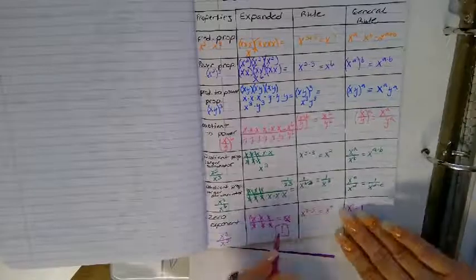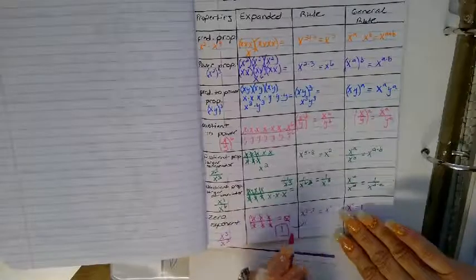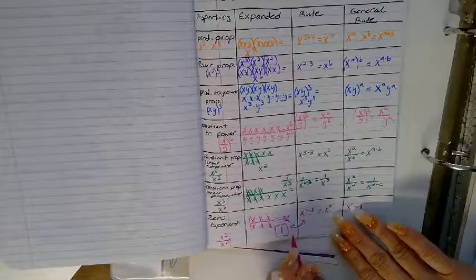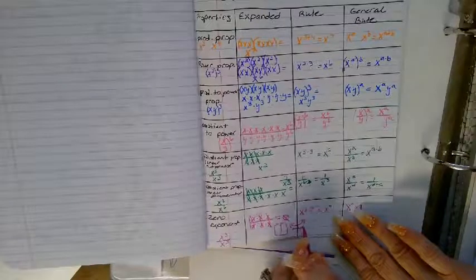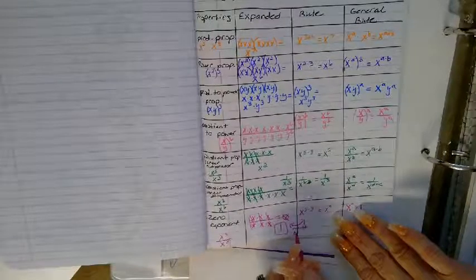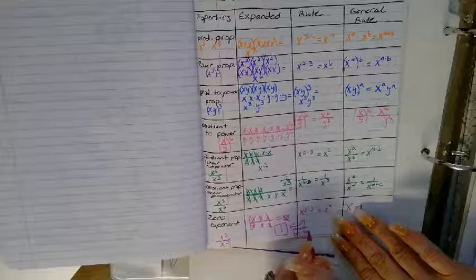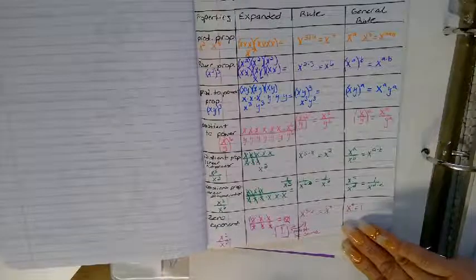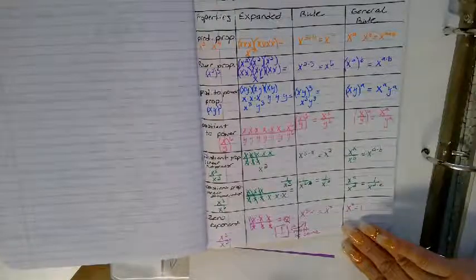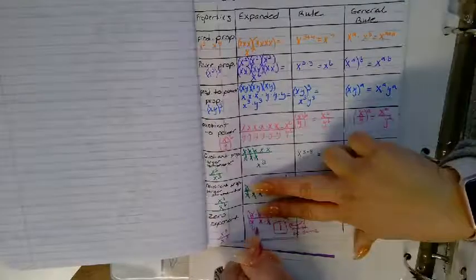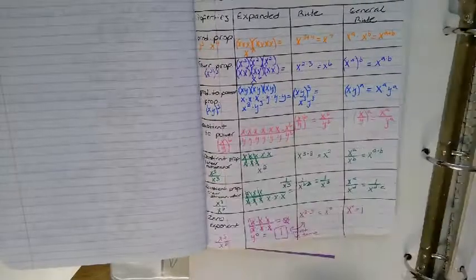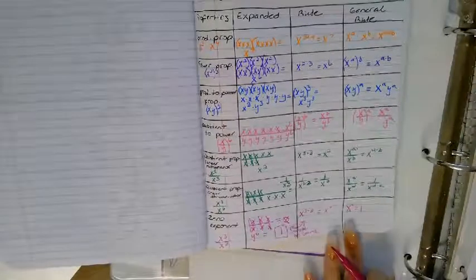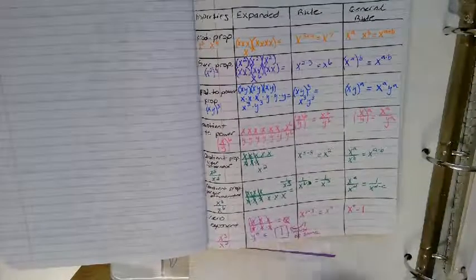So see, the second column came out to 1, and the other one came out to x to the 0. But both of those have to be the same value, the same number. They're just written differently. So that's why x to the 0 is equal to 1. Like that, right? Yeah. Okay. Okay. Got it.